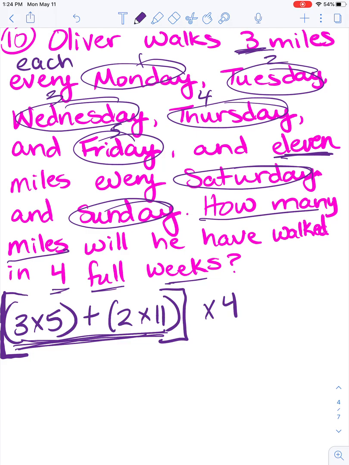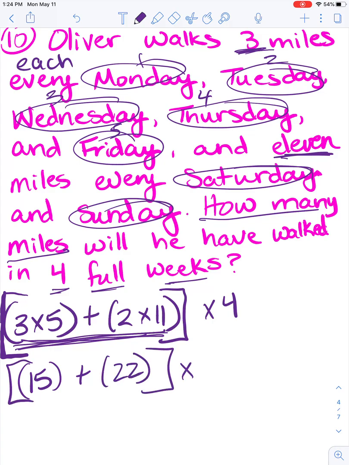Okay, so parentheses say, do me first. So I'm going to take 3 times 5 is 15. Then I'm going to do 2 times 11. That's 22. Again, those are in parentheses.